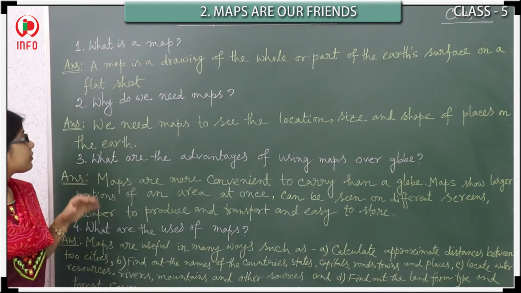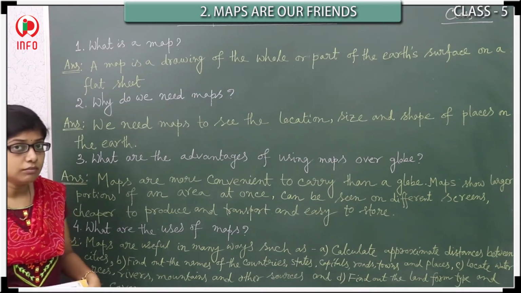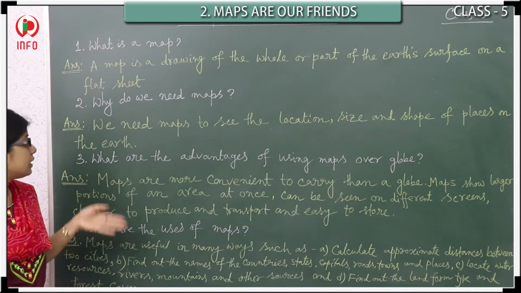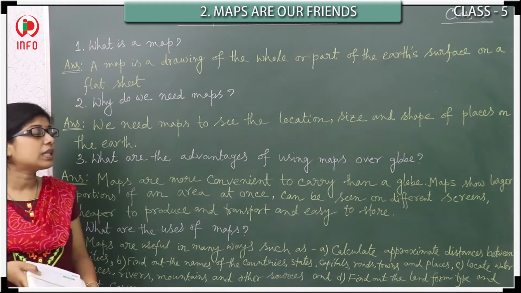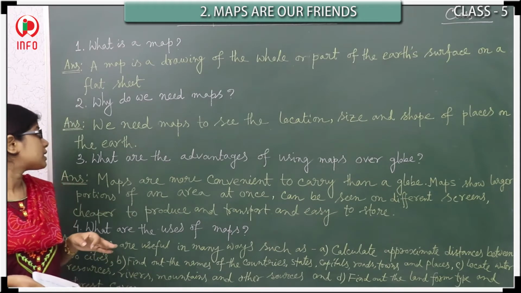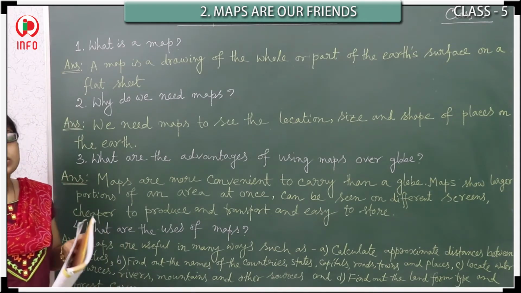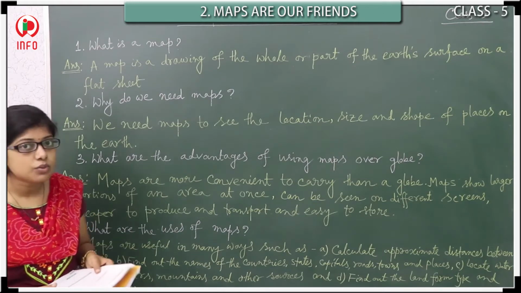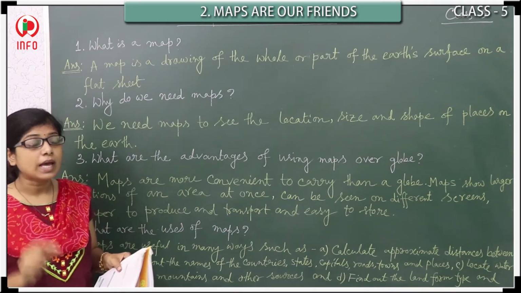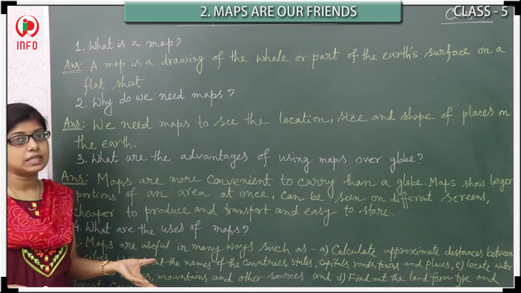The earth. Next question. Why do we need maps? I discussed with you that we need maps to see the location, size and shape of places on the earth. The different geometrical grids were there. So with the help of geometrical grids we can locate any place very easily.